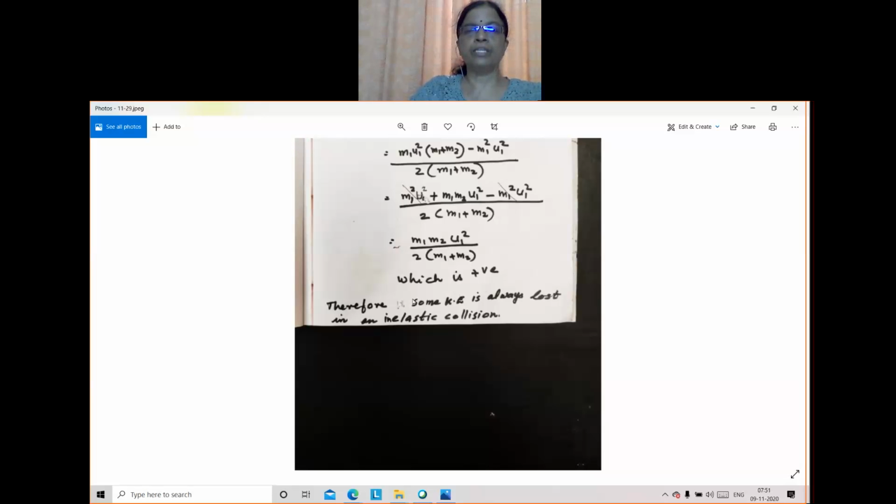This is positive because we are squaring, this is a product, and this is a sum, so this quantity altogether becomes positive. Therefore, some kinetic energy is lost in an inelastic collision. We are proving that some kinetic energy is lost in an inelastic collision. So that is inelastic collision in one dimension. What is an inelastic collision? Kinetic energy is lost, and what we proved is that there is a loss in kinetic energy.